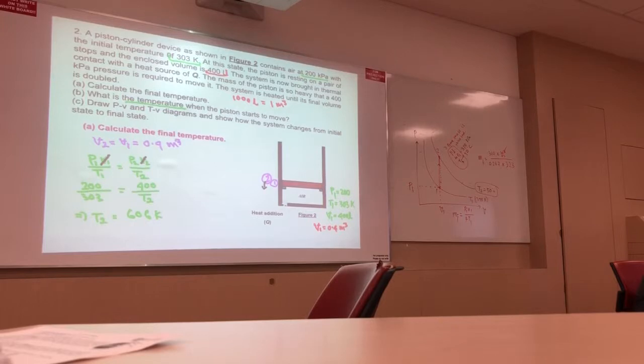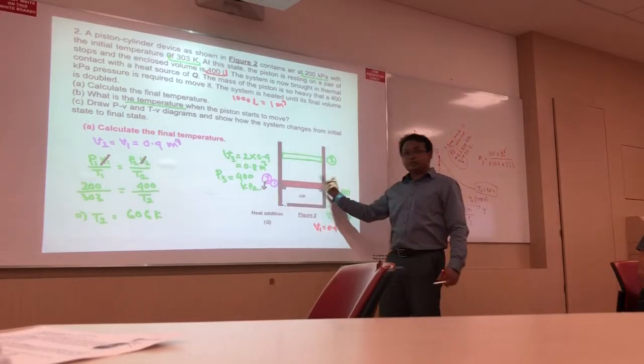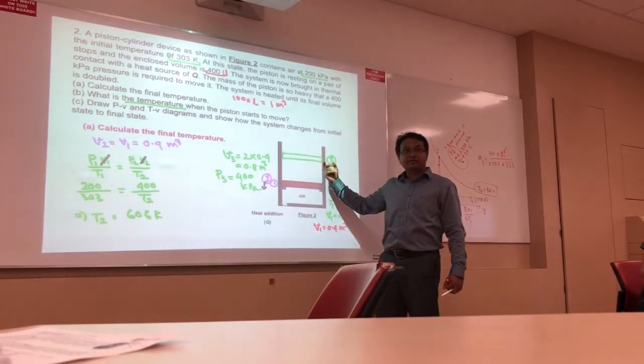Right. So now I apply heat. The piston tends to move and it goes to state 3. At state 3, what is V3? Double of the initial volume, right? 0.8 meter cube. What is P3? P3 is 400 kilopascal. Done. So now you can write P2 V2 by T2 is equivalent to P3 V3 by T2.